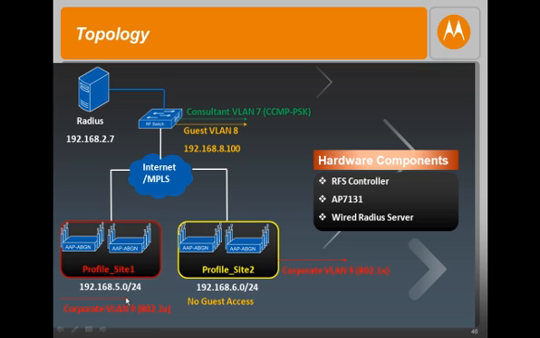The first rule will filter APs coming from the 192.168.5.0 subnet and assign them a profile of site 1 and an RF domain of site 1. The second rule will filter APs coming from 192.168.6.0 and give them the profile site 2 and the RF domain as site 2 as well. If any other AP is plugged into the network which is not in either of these subnets, they would get the default profile and the default RF domain that is already defined in the RFS switch.